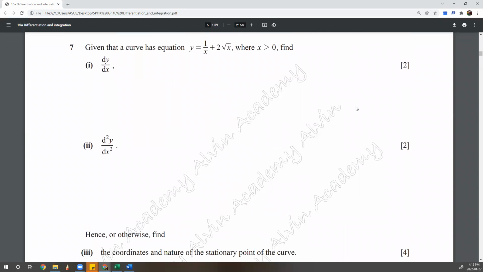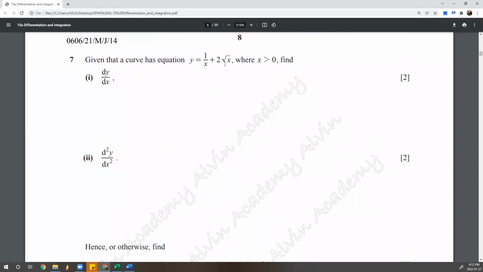Okay, given that the curve has an equation of y equals 1 over x plus 2 square root x, where x is more than 0. Find dy/dx. Piece of cake. I think your teacher gave you the previous number 7 as the other number 7. So let's say y equals x power -1, right? Remember, you have to change the notation of the indices: 2 square root x becomes x power half, right?